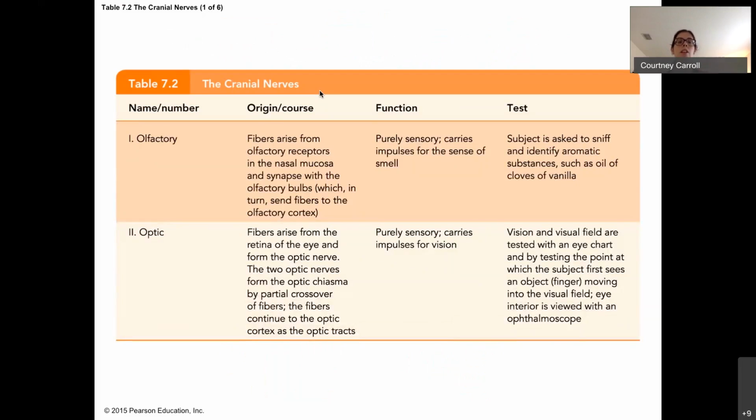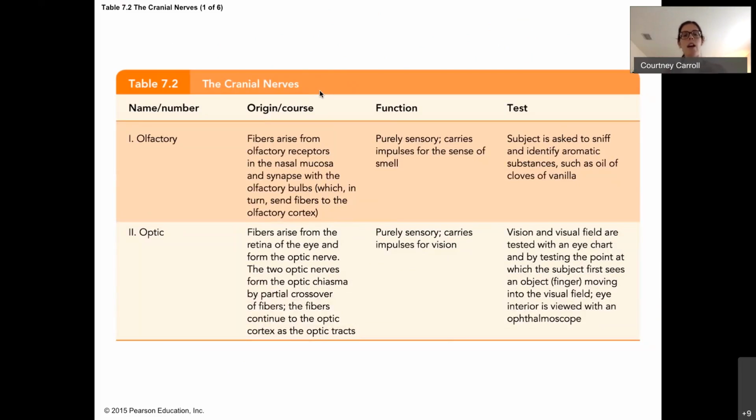This comes from the olfactory receptors in our nose, and it goes all the way back to your olfactory bulb, which will in turn send fibers back to your olfactory cortex. And this is, again, a purely sensory fiber, so it only has the sense of smell. It doesn't have motor, so it's not responsible for moving anything inside your nose, just for smelling things.